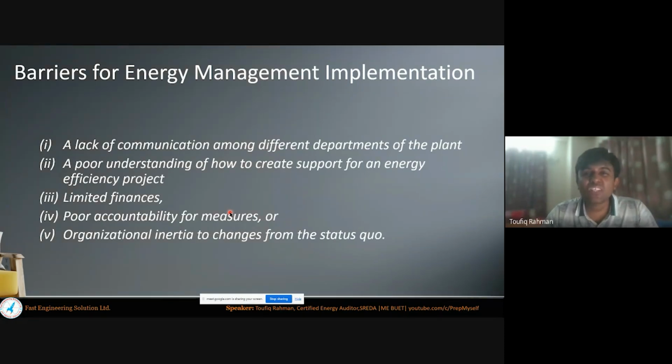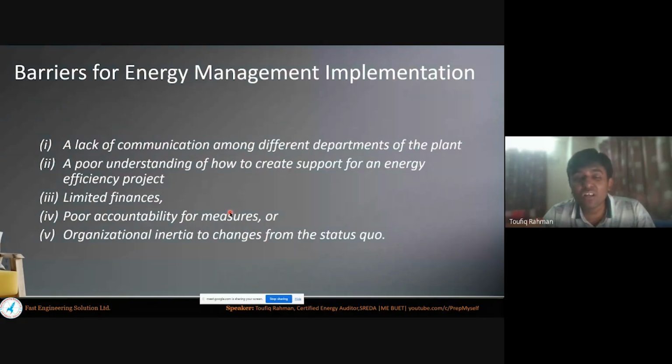Some people in the industry are not accountable to anyone. It is the top management, but most of the people are accountable. So let them be accountable for energy efficiency. If it is so, then energy management will be in place.